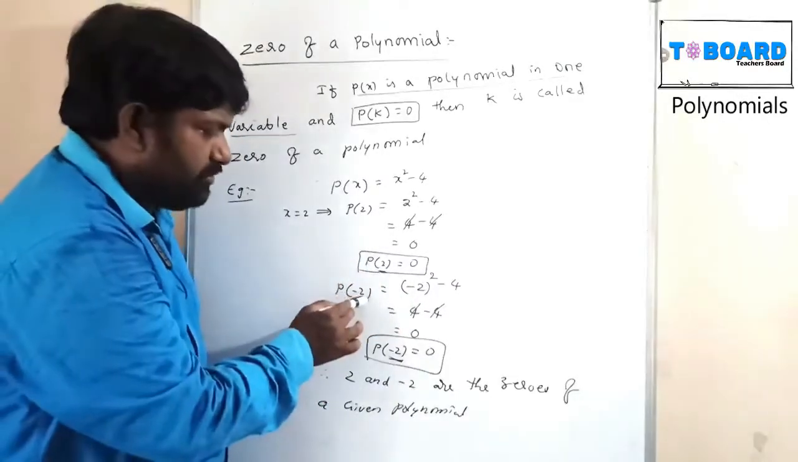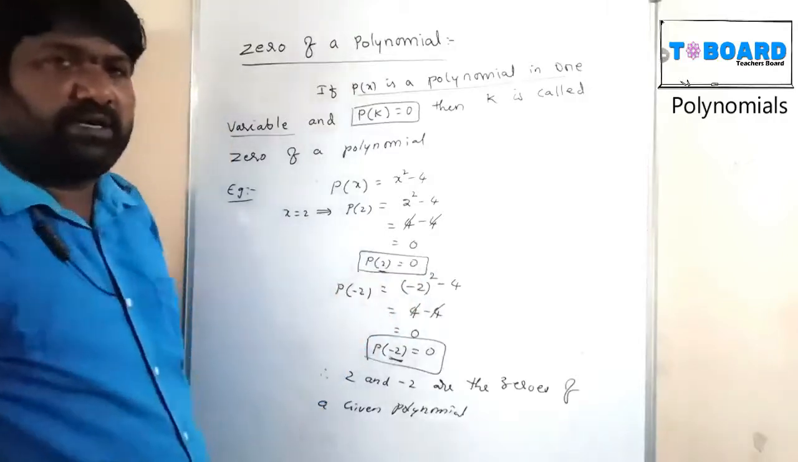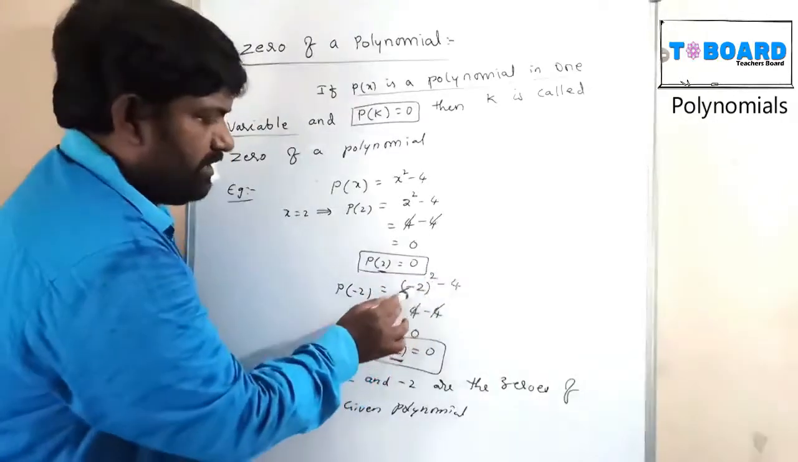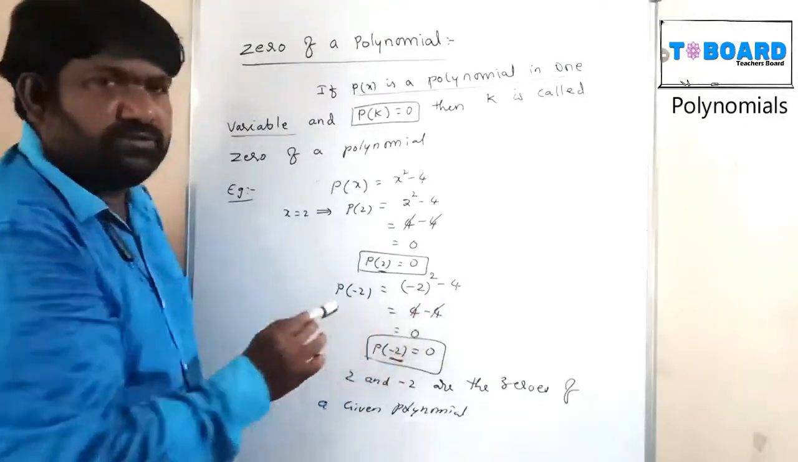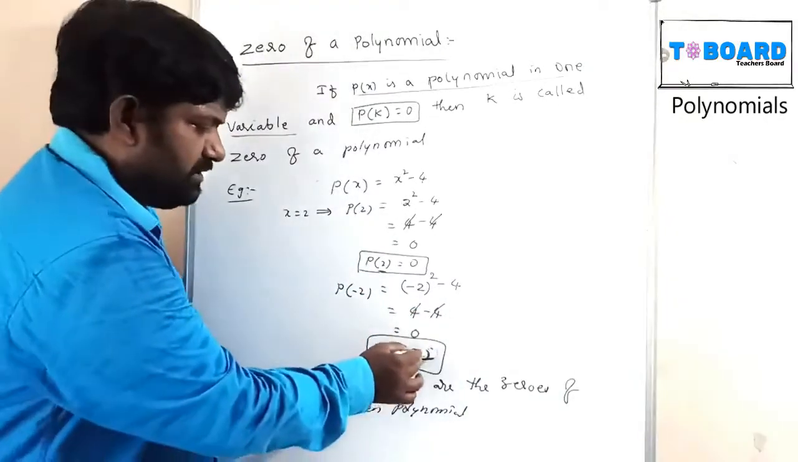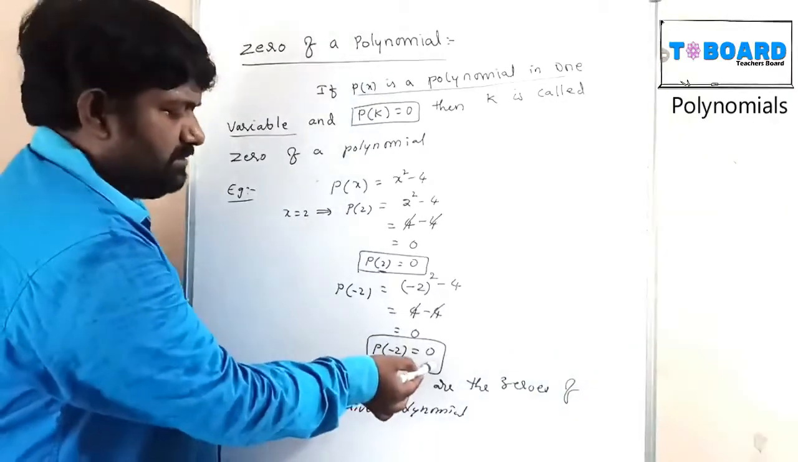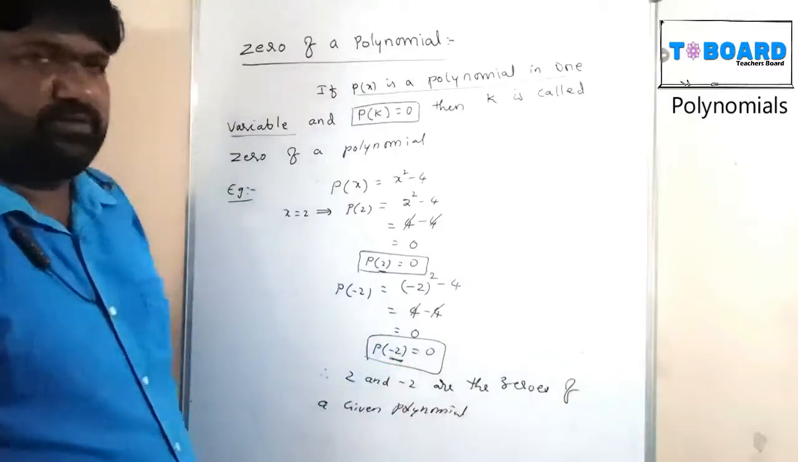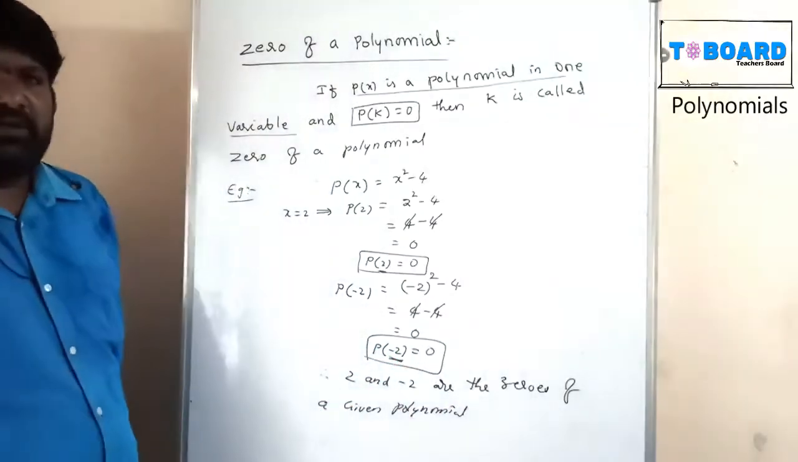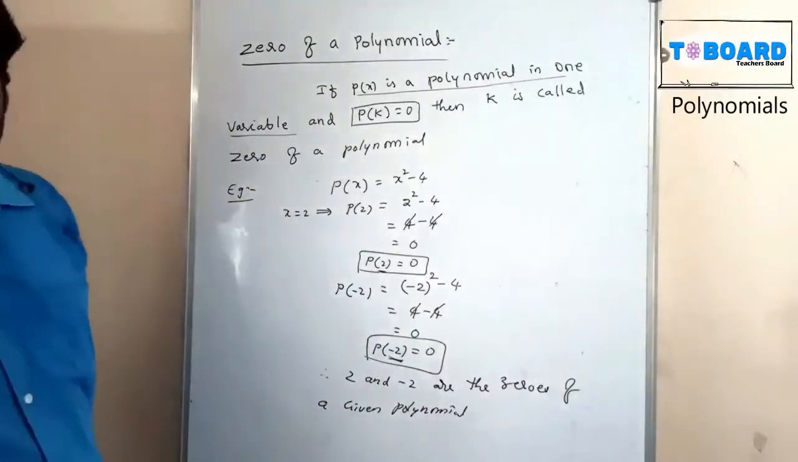P of minus 2 equals minus 2 whole square minus 4. Minus 2 whole square is 4, minus 4, equals 0. So p of minus 2 equals 0. The answer should be 0, and that is, 2 and minus 2 are the zeros of the given polynomial. Okay, next.